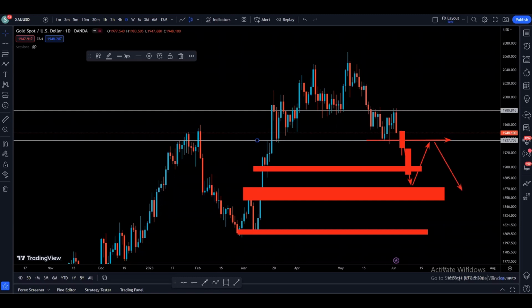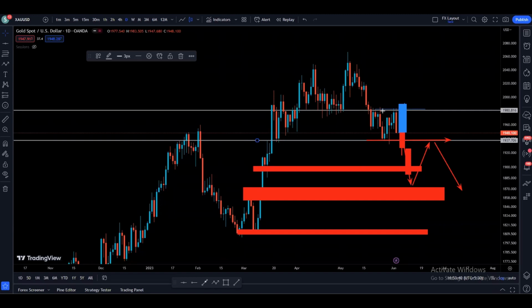At the same time, if we get a breakout to the upside above this resistance, then price may go up to the next resistance, right? But at the same time, we can also anticipate a fake out here, because we know that the market structure is bearish at the moment.